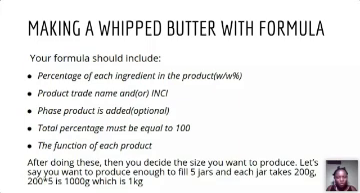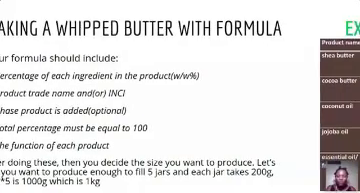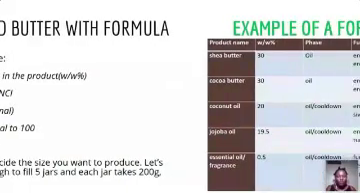So let's say for example you want to produce 5 jars, and each jar is like a jar like this, and each jar is 200 gram. 200 times 5 is 1000. 1000 gram is 1 kg. If you want to produce 10 of this, 200 times 10 is what? It is 2000. 2000 gram is 2 kg. So let's move on. Okay, so example of a formula.